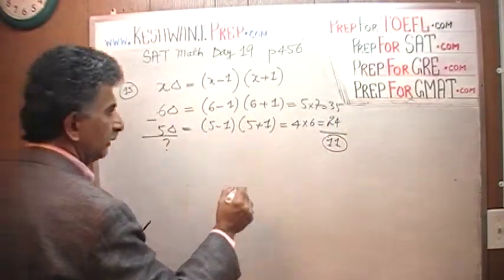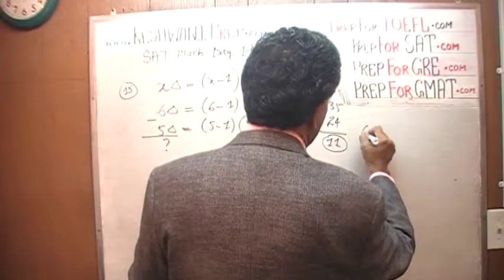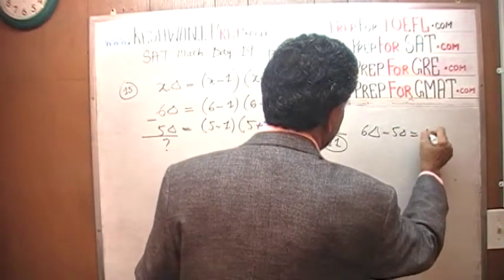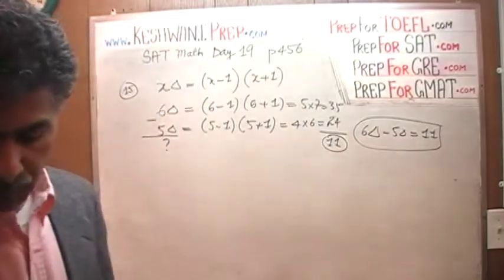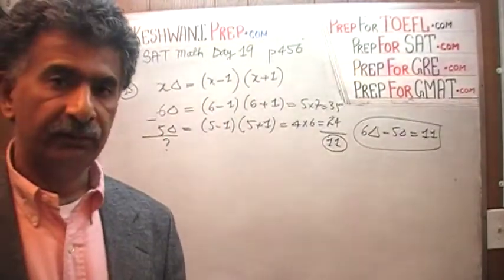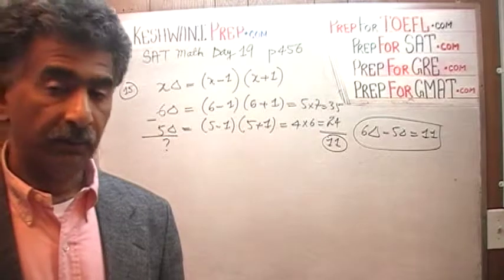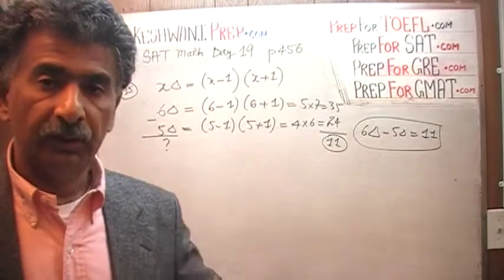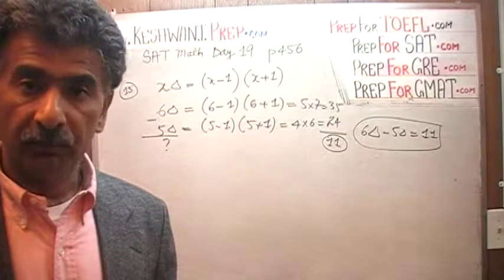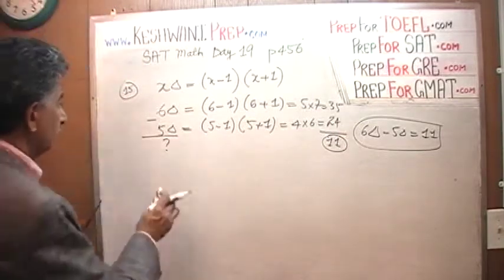6 triangle minus 5 triangle equals 11. So we have to look at one of the answer choices that gives us 11. Now we have to repeat the same procedure again for each pair in the answer choices until we find a pair that works out to be 11. That's all. Let's do it.